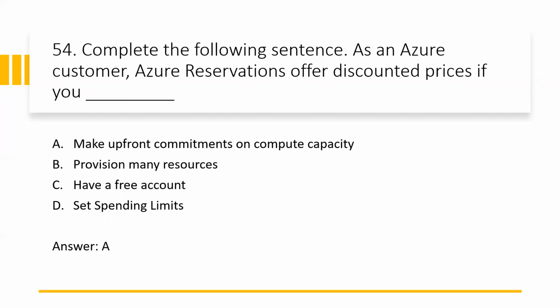Option B, provision many resources. No, that doesn't help for more discounted prices. Option C, have a free account. It doesn't help at all to get more discounted prices. Option D, set spending limits. No. Option A is the right answer. Make upfront commitments on compute capacity.